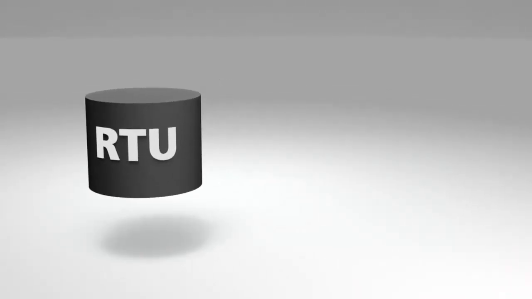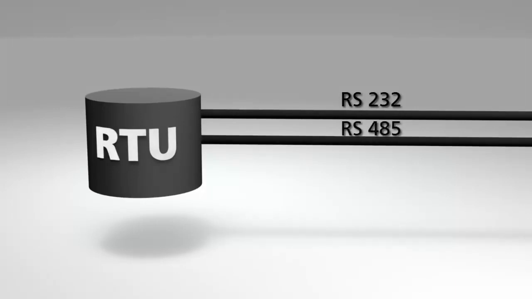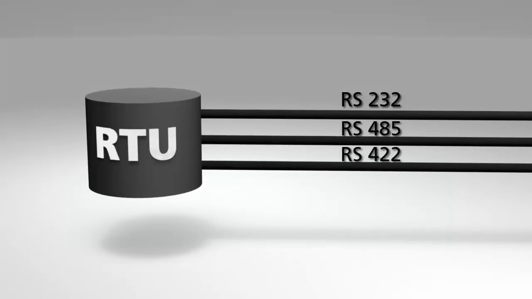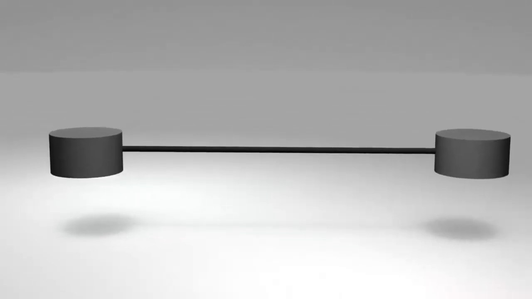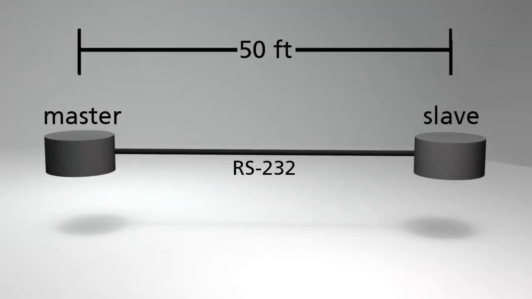Modbus RTU devices typically use one of three electrical interfaces: RS-232, RS-485, and RS-422. RS-232 is a simple point-to-point arrangement. If you only need to connect one device to another, and the distance between the two devices is less than 50 feet or 15 meters, then RS-232 will do the job.